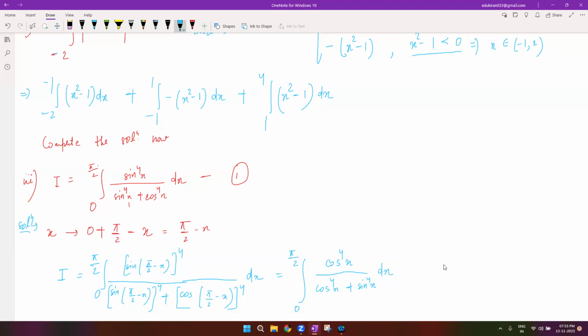Let's write it as second equation. So we have our first equation, we have our second equation. Whenever we are using property 4, this will be the general norm, the general format. How to use property 4?